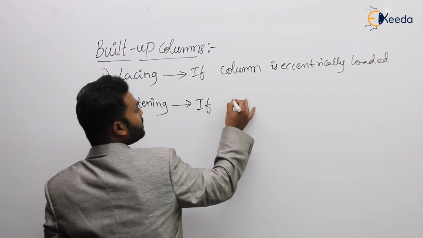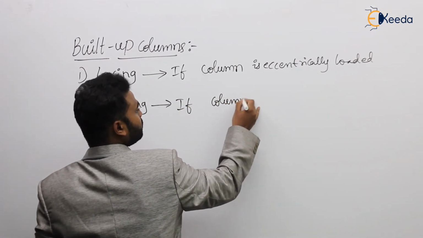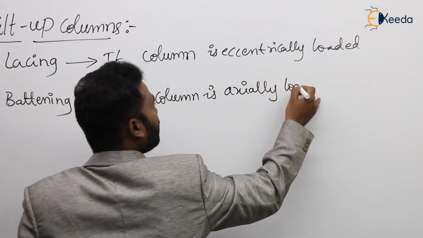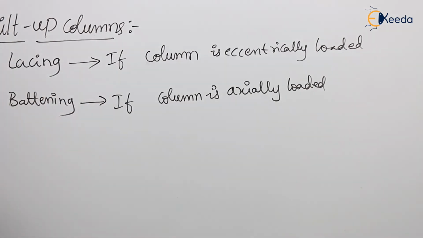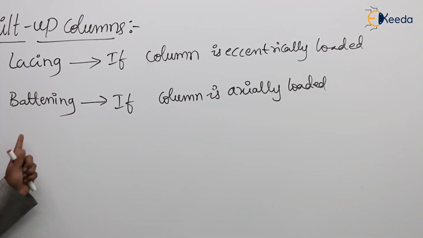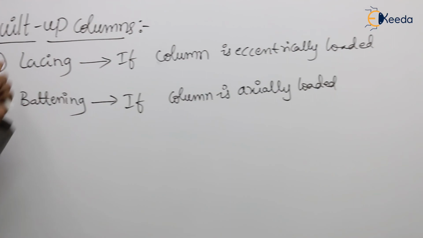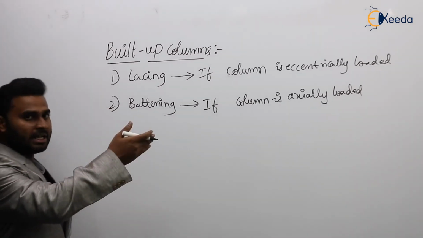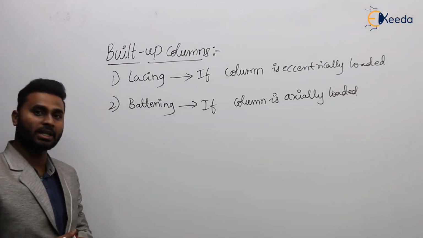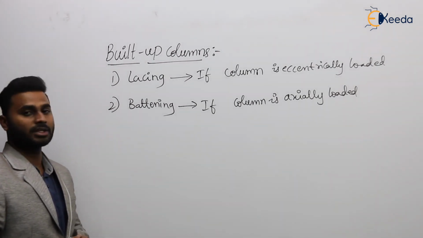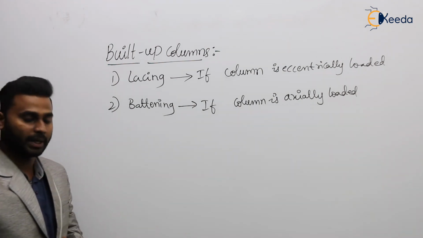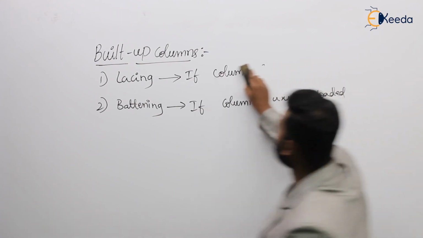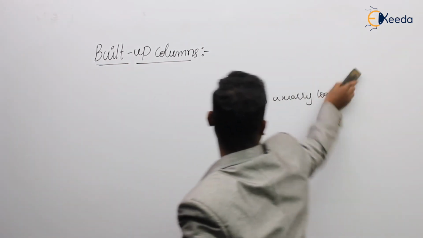If the column is axially loaded, then we go for battening. Then we make that built-up column by using battening. So these two are the systems of built-up columns. Clear? Now let us start with lacing. First we discuss lacing and all the detailed provisions regarding lacing given by IS 800, and then we go for battening. So take it down: lacing system.